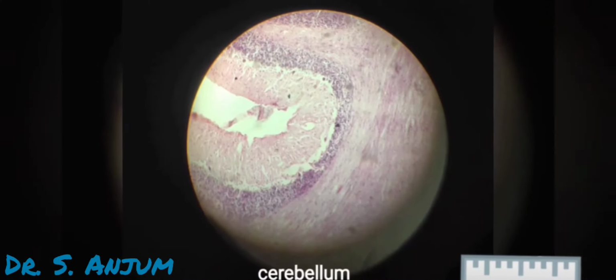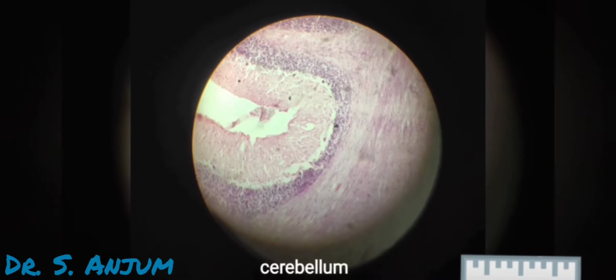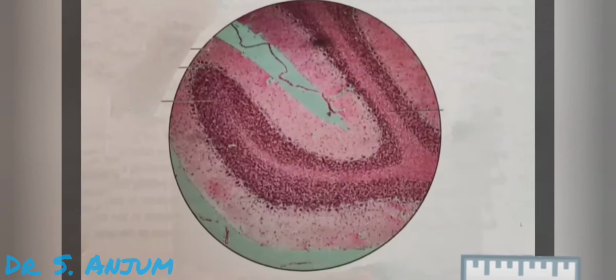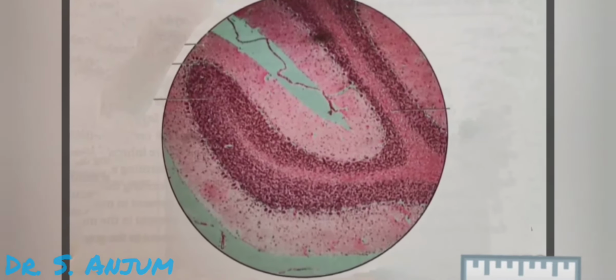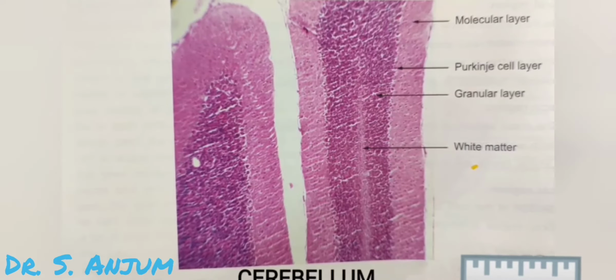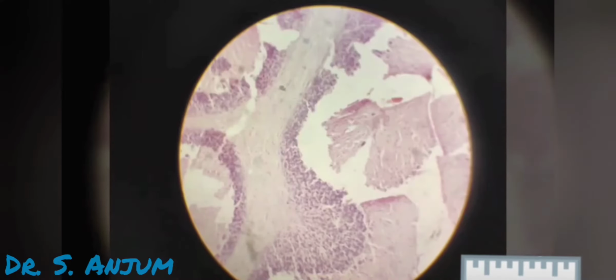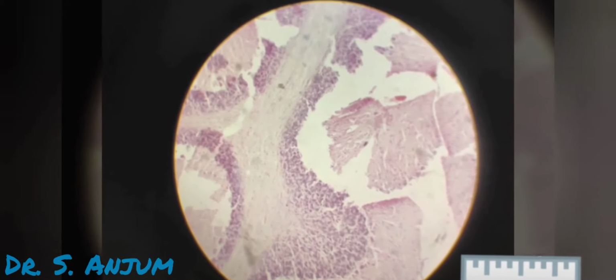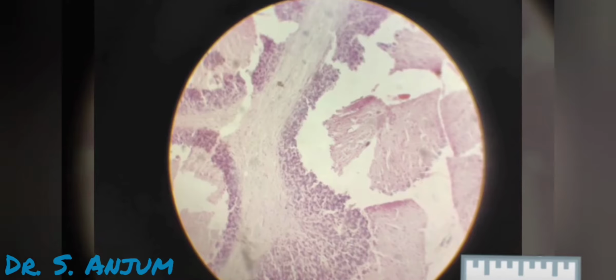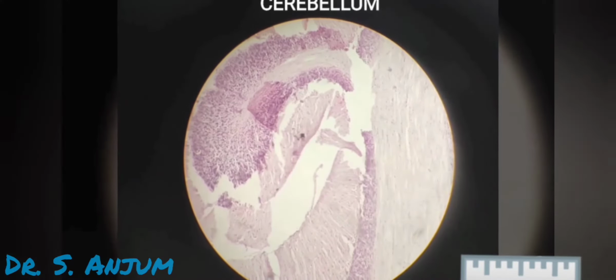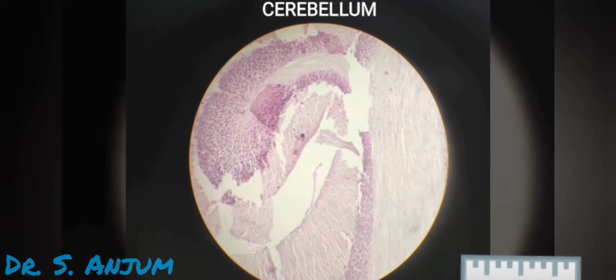So, the outer molecular layer contains the stellate cell and basket cell. The middle Purkinje cell layer contains the Purkinje cells, which are arranged in a single row. You can see here they are arranged in a single row and are flask shaped. The inner granular layer contains small granular cells.